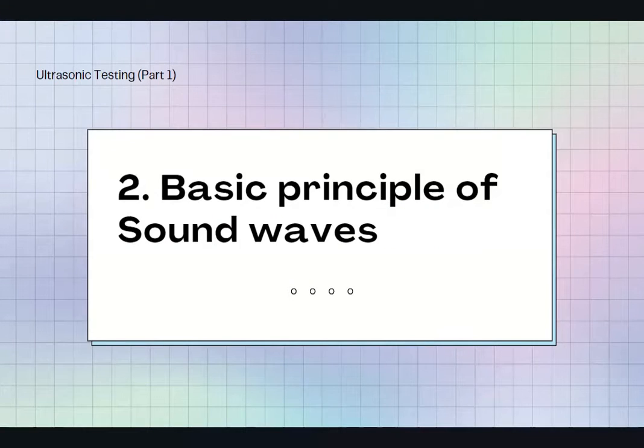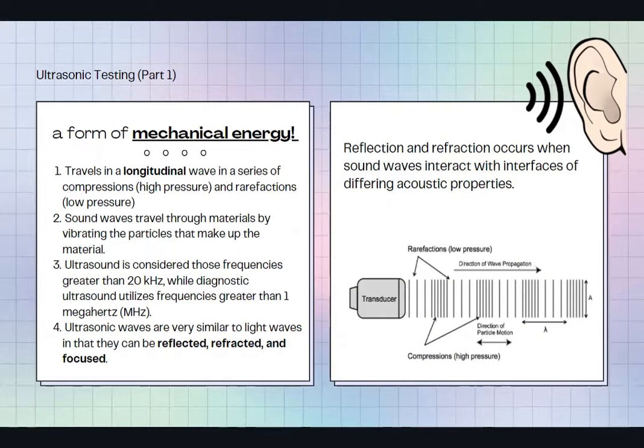The basic principle of sound waves. Sound waves are a form of mechanical energy, as they travel as a longitudinal wave in a series of compressions and rarefactions. Ultrasound is considered those frequencies greater than 20 kHz, which cannot be heard by humans, as human hearing has a limited range of 20 Hz to 20 kHz only. Ultrasonic waves are very similar to light waves as they can be reflected, refracted, and focused.